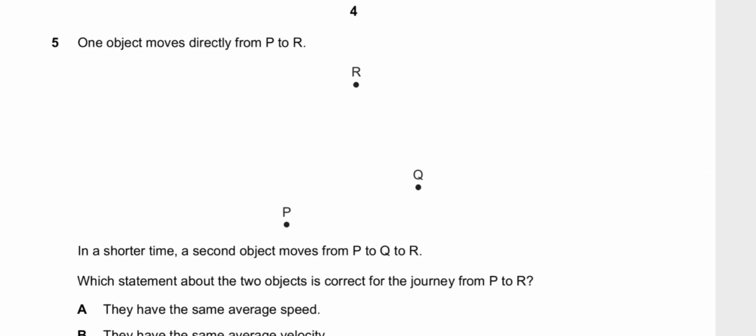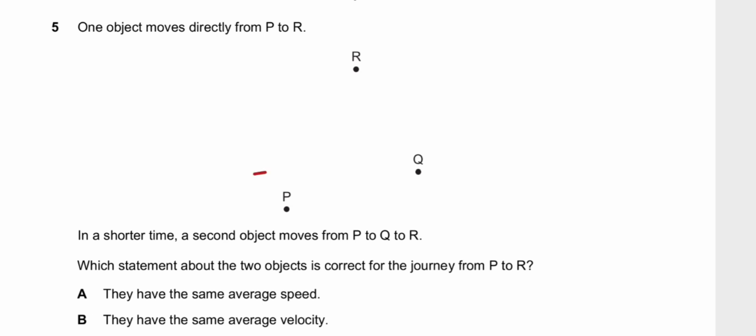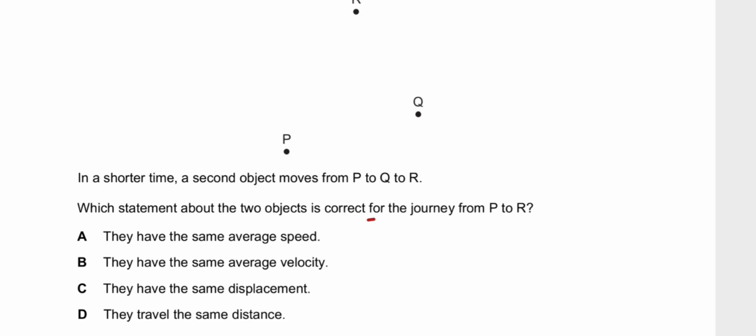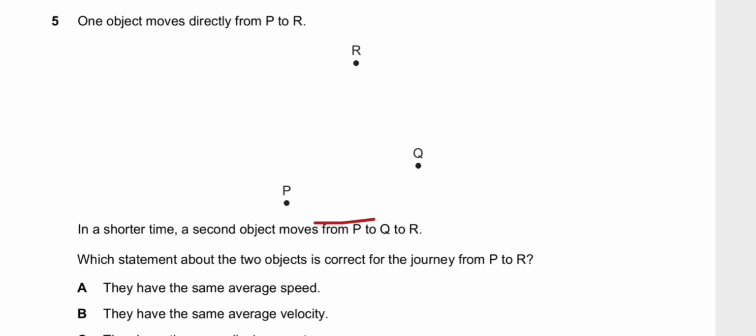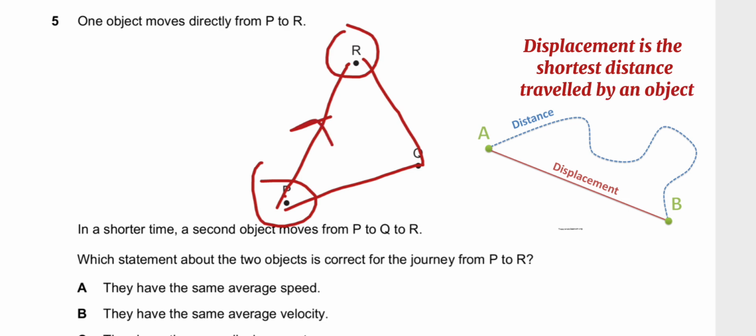Okay, moving on to number 5. One object moves directly from P, so the object is here, and then it goes to this point R. In a shorter time, a second object moves from P to Q to R. Okay, and then the question asks which statement about the two objects is correct for the journey from P to R. So as you can see, this object has moved from this point up to that point, and this object has moved from that point up to that point. But at the end of the day, they have all moved from P up until R. So basically, they have the same displacement.